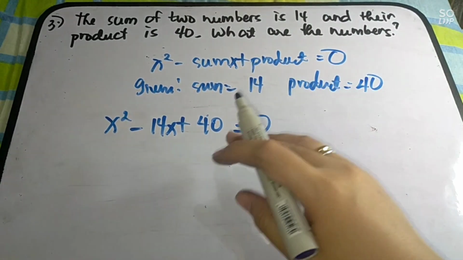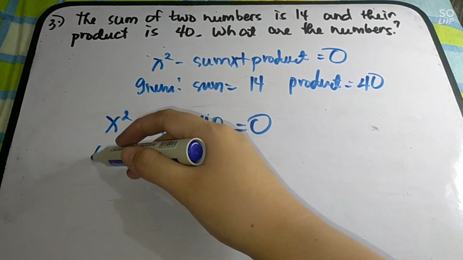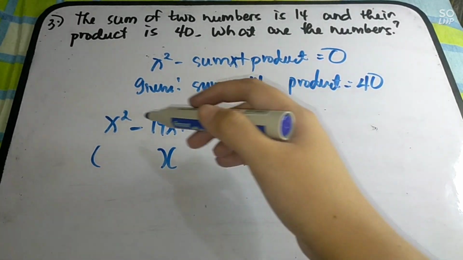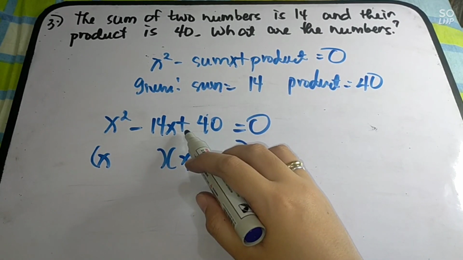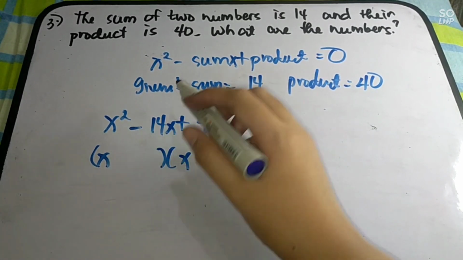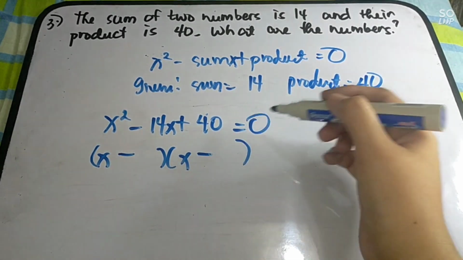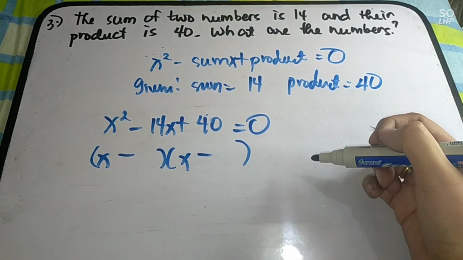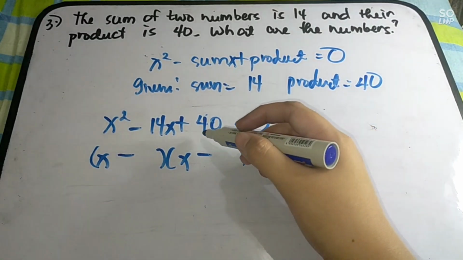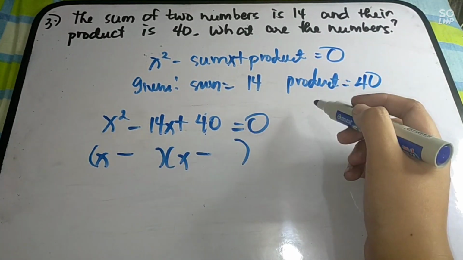Right. Since we have now your working equation, we are going to factor now. Factor ni x squared is x and x. Since positive ang third term mo and negative yung ating second term, parehas na negative ang gagamitin natin. Kung positive naman sila lahat, parehas na positive. Naintindihan? Then, let us have the factors of 40.